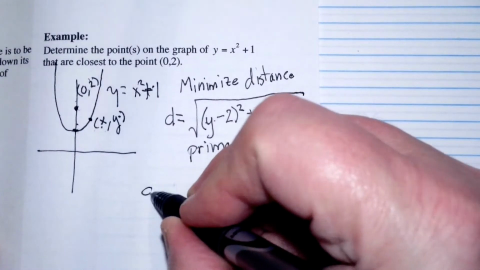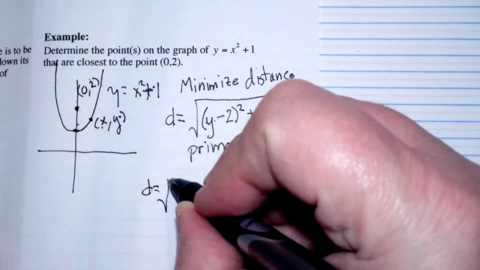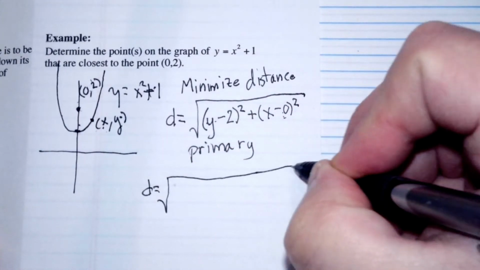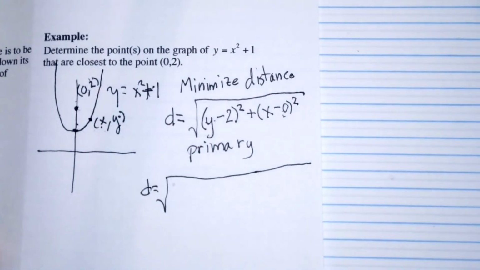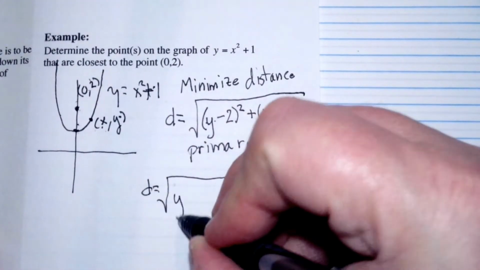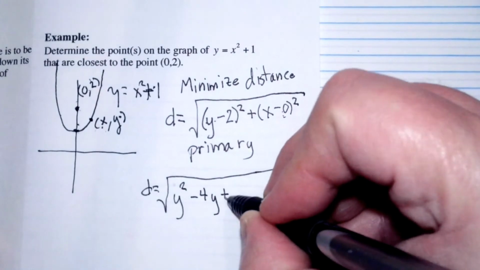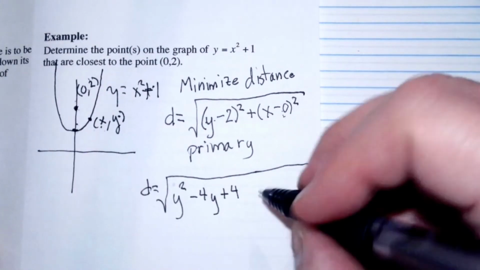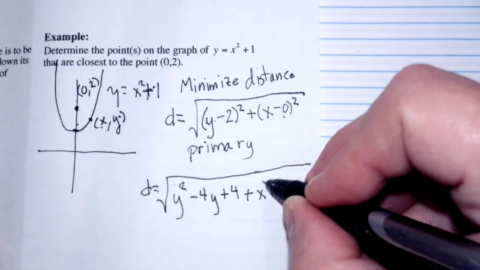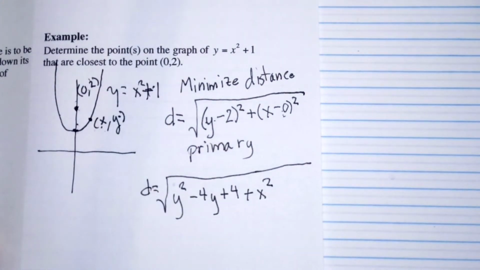Well, I'm going to go ahead and expand out what's going on under the radical. So let's see, the square of y minus 2 would be y squared minus 4y plus 4, and then the square of x minus 0 would be x squared. Okay, so there's our primary equation.